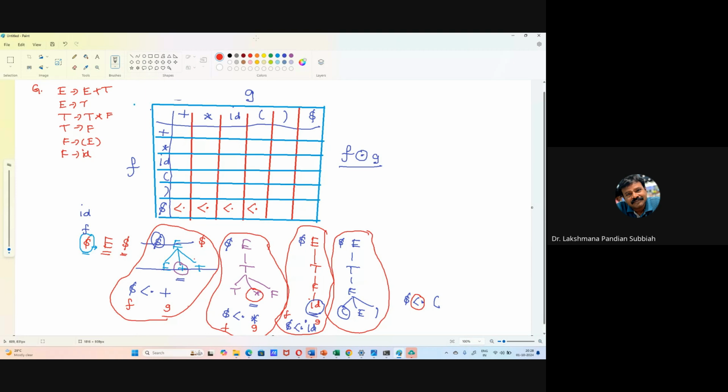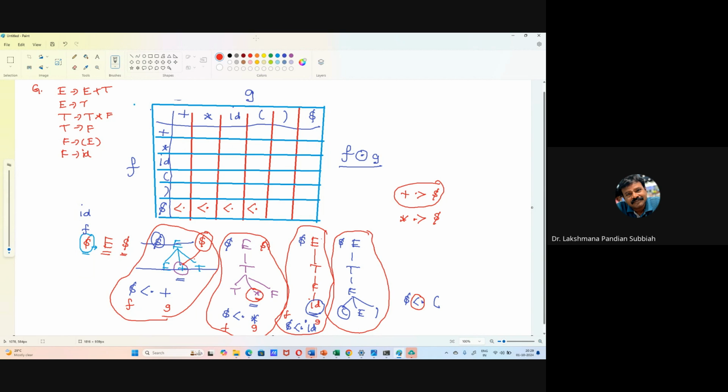So what relation are we getting by this way? Plus has higher precedence than the end dollar. Then this star, the end of the star, and the previous symbol is this plus. So we are finding this relation. Next one, if you have the dollar at the end, the previous symbol is star. So now star has higher precedence than the next coming dollar.